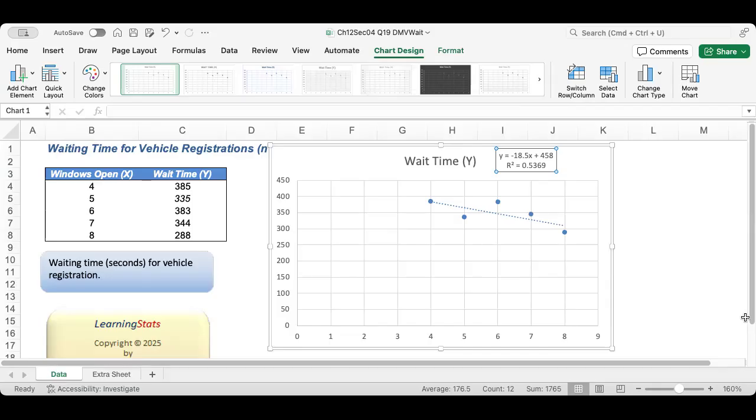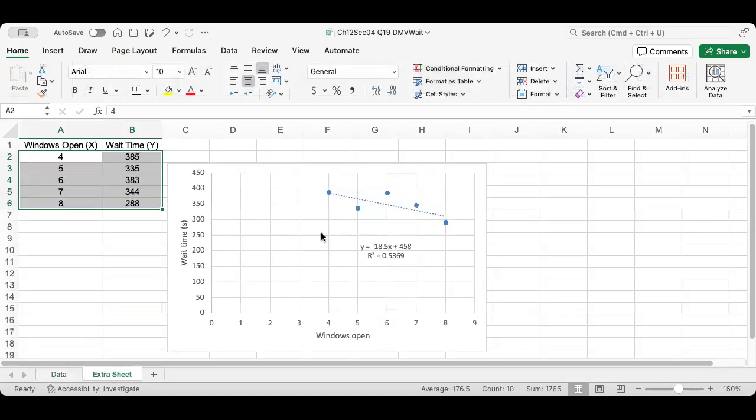Maybe some people have more complicated registration procedures. Maybe they're slower clerks, who knows? But 53% is simply determined by the number of windows open. I can do the calculations by hand, but I didn't bother, and there's the same thing I did earlier.